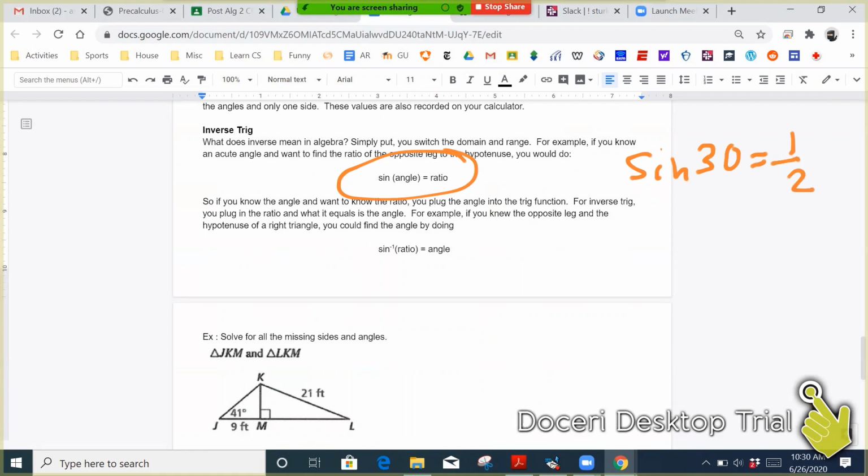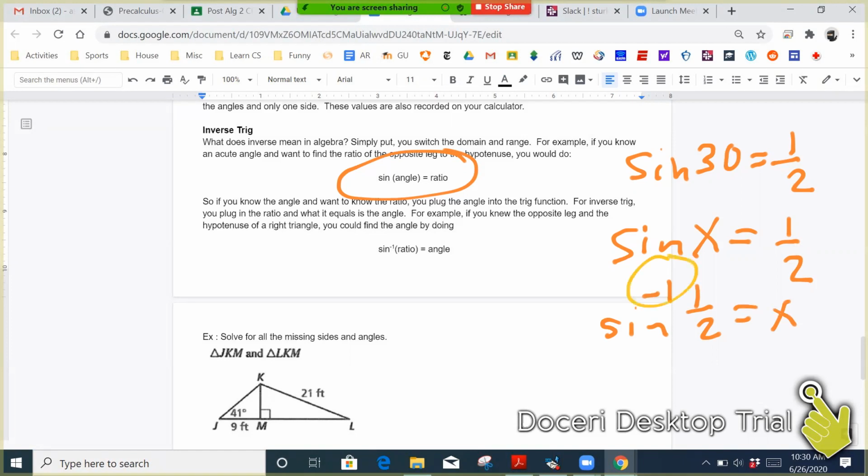In math, inverse means to switch the domain and range. So if I wanted to know what angle I was taking the sine of to get 1/2, I would flip my input and my output, but I would use an inverse function instead. So I would use sine inverse. And then it would tell me that the sine inverse of 1/2 is 30.